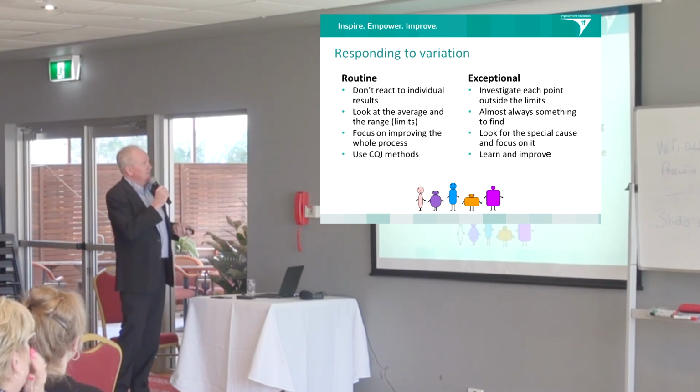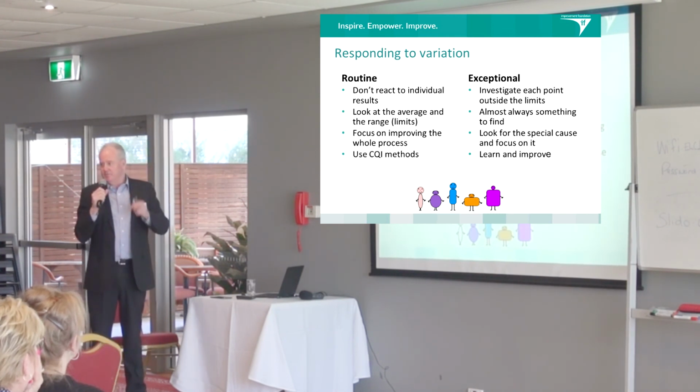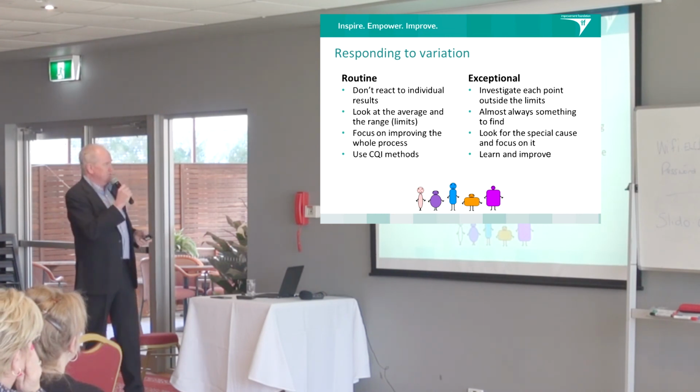Certainly the limits around the variation, initially trying to get it under some control is important, but then you want to just tighten up those limits so you're seeing very, very minor variation occurring.